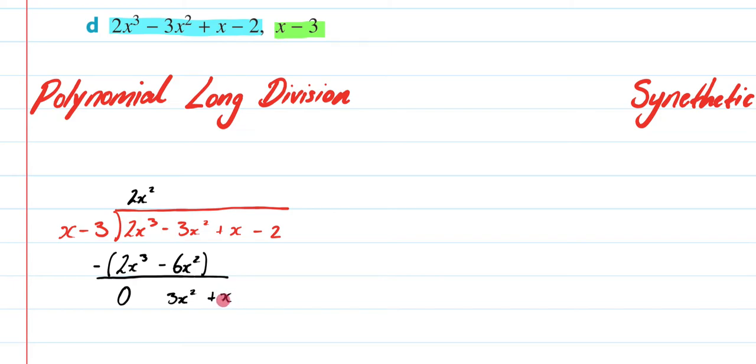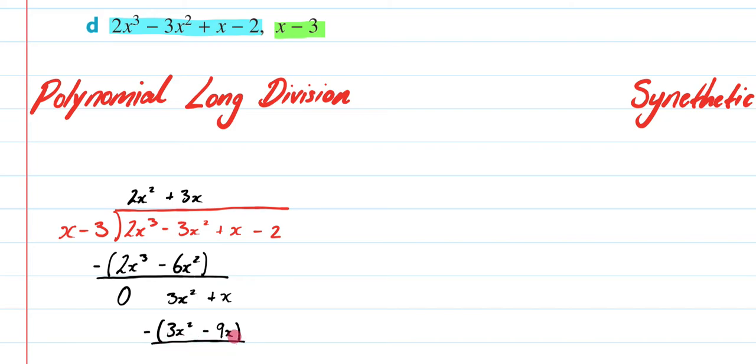Having done that, I now repeat the process. I'm going to go 3x squared divided by x, which I know is going to be plus 3x. And I can double check my answer by going 3x times x is 3x squared. So that checks out. Then I'm going to multiply. So 3x times x is 3x squared. Then I'm going to go 3x times negative 3 is negative 9x. Then I'm going to subtract. I'm going to put brackets around here and subtract.